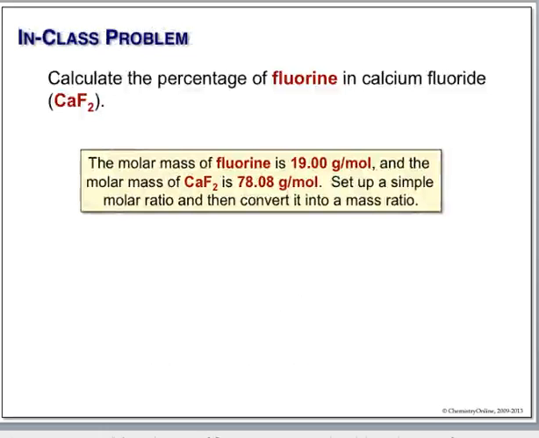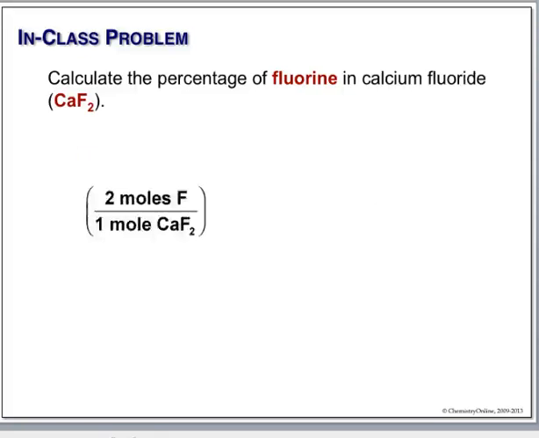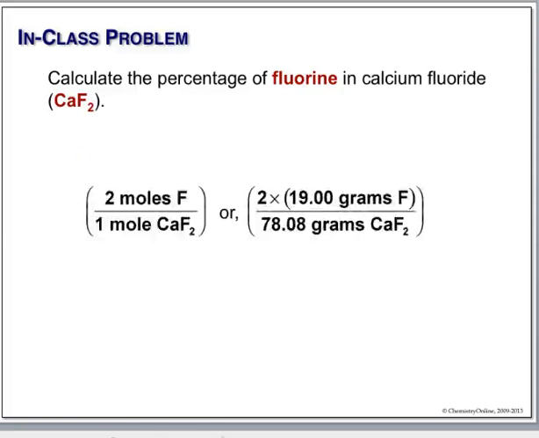We're going to set up a mole ratio. How many fluorines in every calcium fluoride? Well, there's 2, right? And each one weighs 19. So we start off with our mole ratio: 2 fluorines in every calcium fluoride. Each fluorine weighs 19 grams, doesn't it? And calcium fluoride weighs 78.